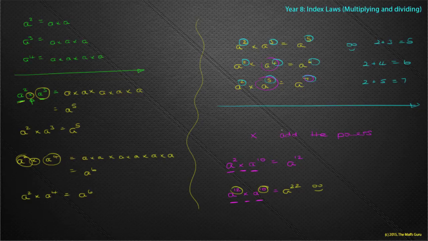Does this work with numbers? Absolutely. If I have 2 to the floaty 3 times 2 to the floaty 4, are they connected by a times? Yes. Are the big numbers the same? Yes. So there's my big number. And what do I do to the powers? Well, 3 plus 4 is 7. Genius, tick, smile, and the crowd goes crazy.